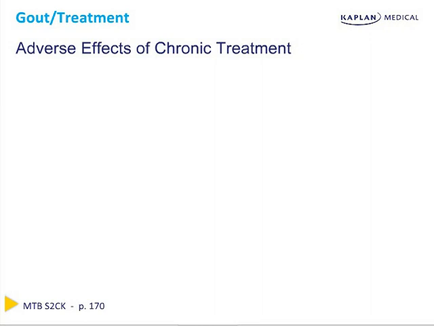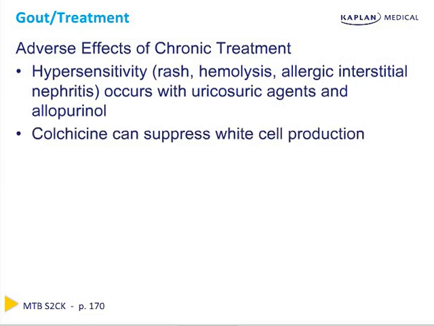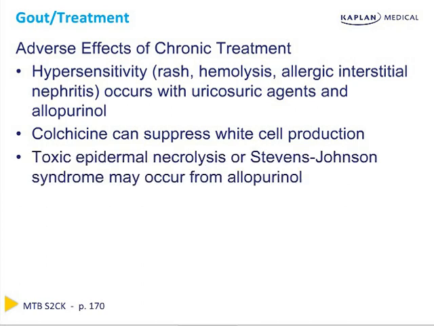There are several adverse effects of chronic treatment that the USMLE loves to ask you. The first is a hypersensitivity to rash formation, hemolysis, allergic interstitial nephritis. These occur with uricosuric agents such as allopurinol. As we mentioned, colchicine can suppress white cell production, and you can actually develop a toxic epidermal necrolysis, or Stevens-Johnson syndrome, which could also occur from allopurinol.